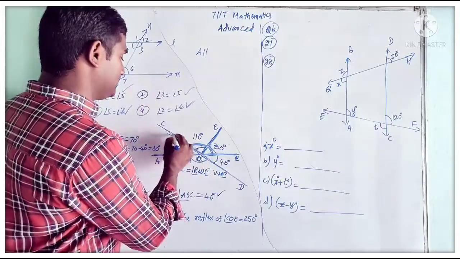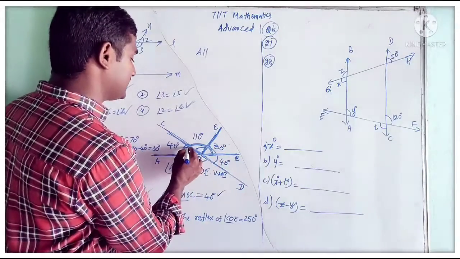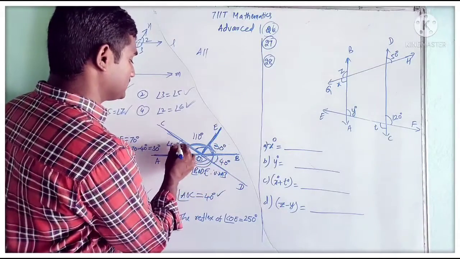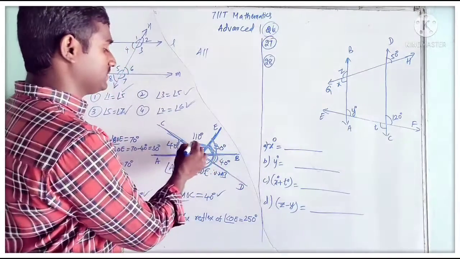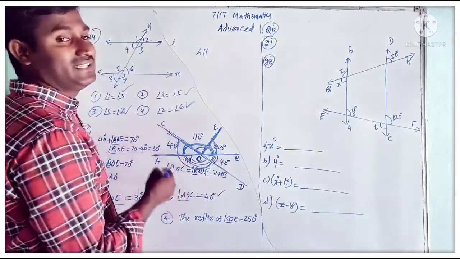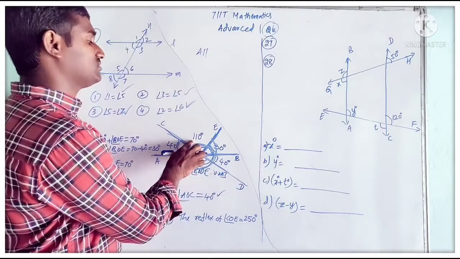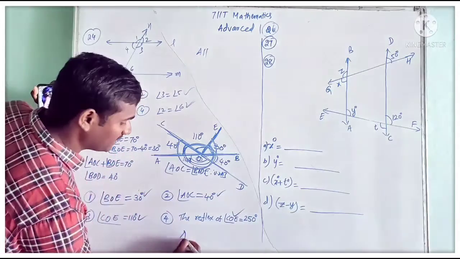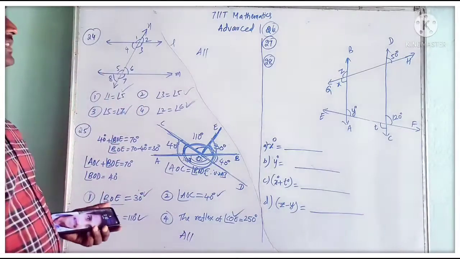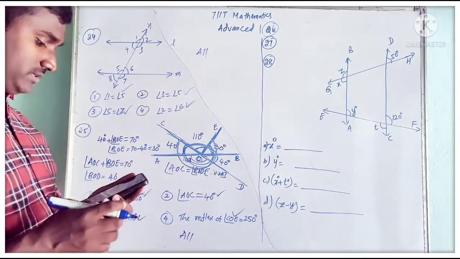The reflex of COE: here this is the COE angle. The reflex angle means the total remaining angle. These all four angles equal the reflex of COE. The total angle is 360 degrees, so 360 minus 110 is 250. So this is also correct. So all options are correct for the 25th question. Next question.